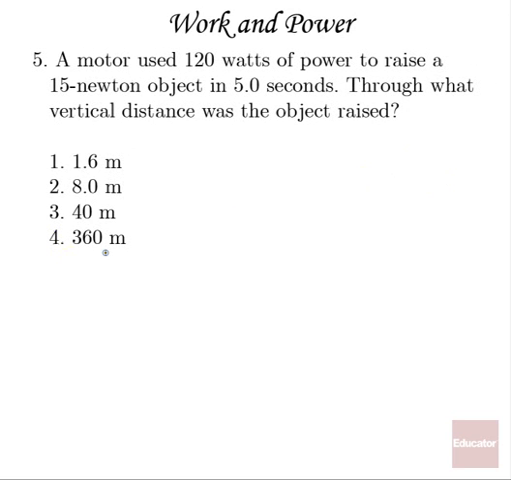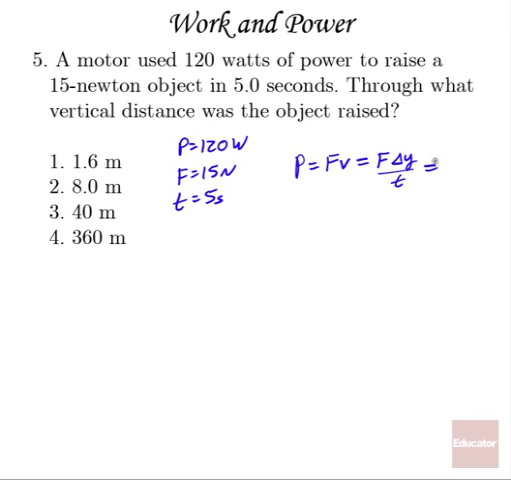On to number 5. A motor used 120 watts of power to raise a 15 newton object, so the force required was 15 newtons, in a time of 5 seconds. Through what vertical distance was the object raised? Well, a couple different ways we could do that here. If power is force times velocity, and velocity in this case is just going to be displacement over time, that'll be force times our displacement divided by t.